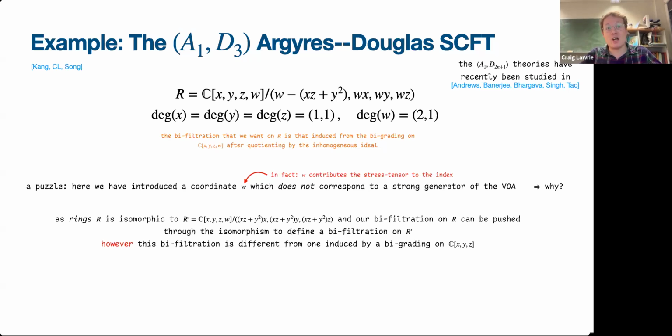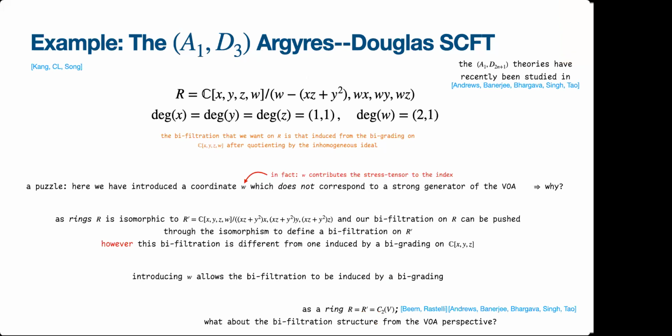However, this bifiltration is unrelated to any bigrading on C[X, Y, Z]. So for example, if you were just to forget about W and assume the grading of X, Y, Z is 1, 1, 1, you would get the wrong answer because that's not the right filtration. So the choice of filtration, the way I've explained it, changes the answer for the Hilbert series. So for some reason, introducing W allows the bifiltration of interest to be defined as coming from the bigrading, which we defined on the base ring C[X, Y, Z, W].